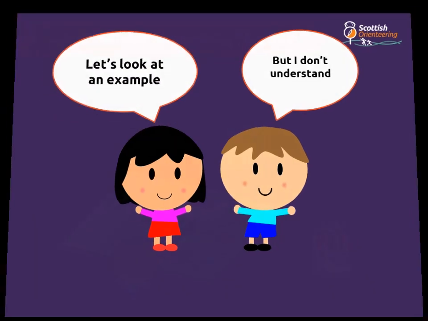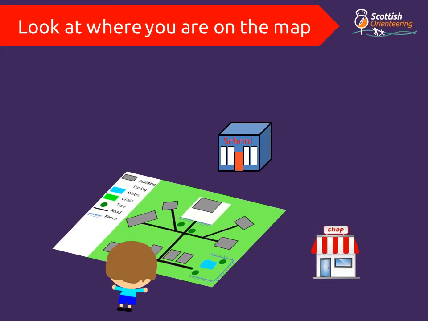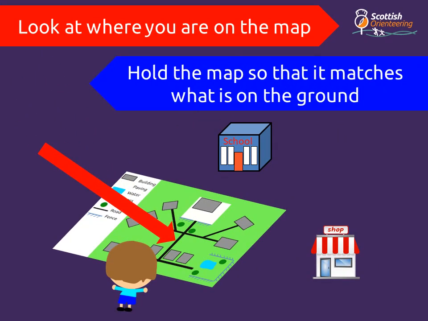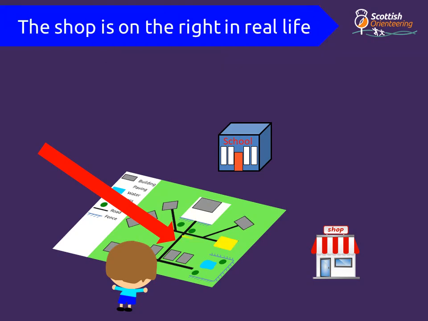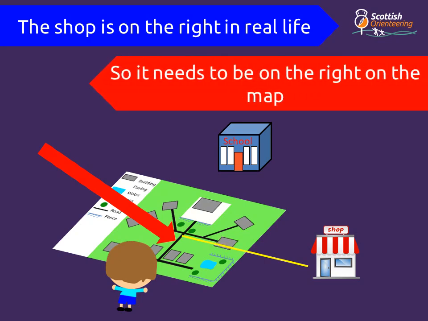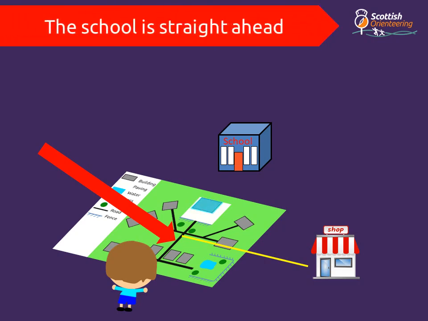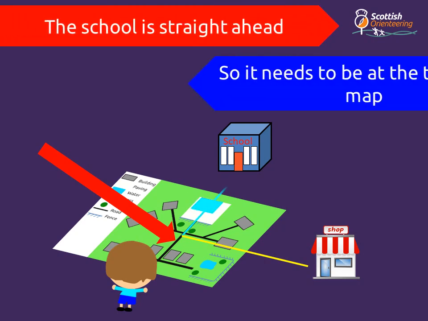The first thing you need to do is look at where you are on the map. Imagine Tim is standing where the red arrow is pointing. In real life, the shop is on his right, so on the map it should also be on the right-hand side. School is straight ahead from Tim, so it should be straight ahead of him at the top of the map as well.